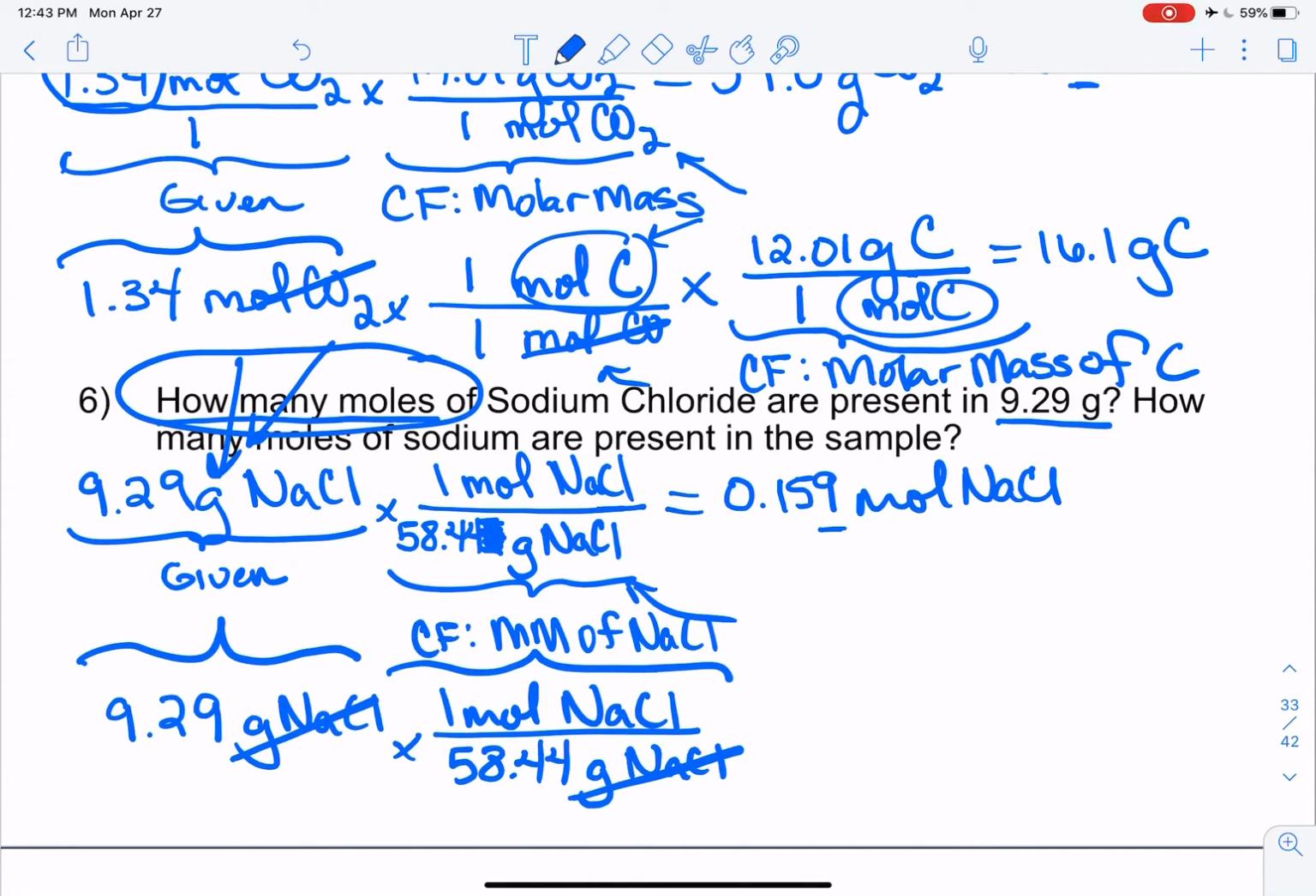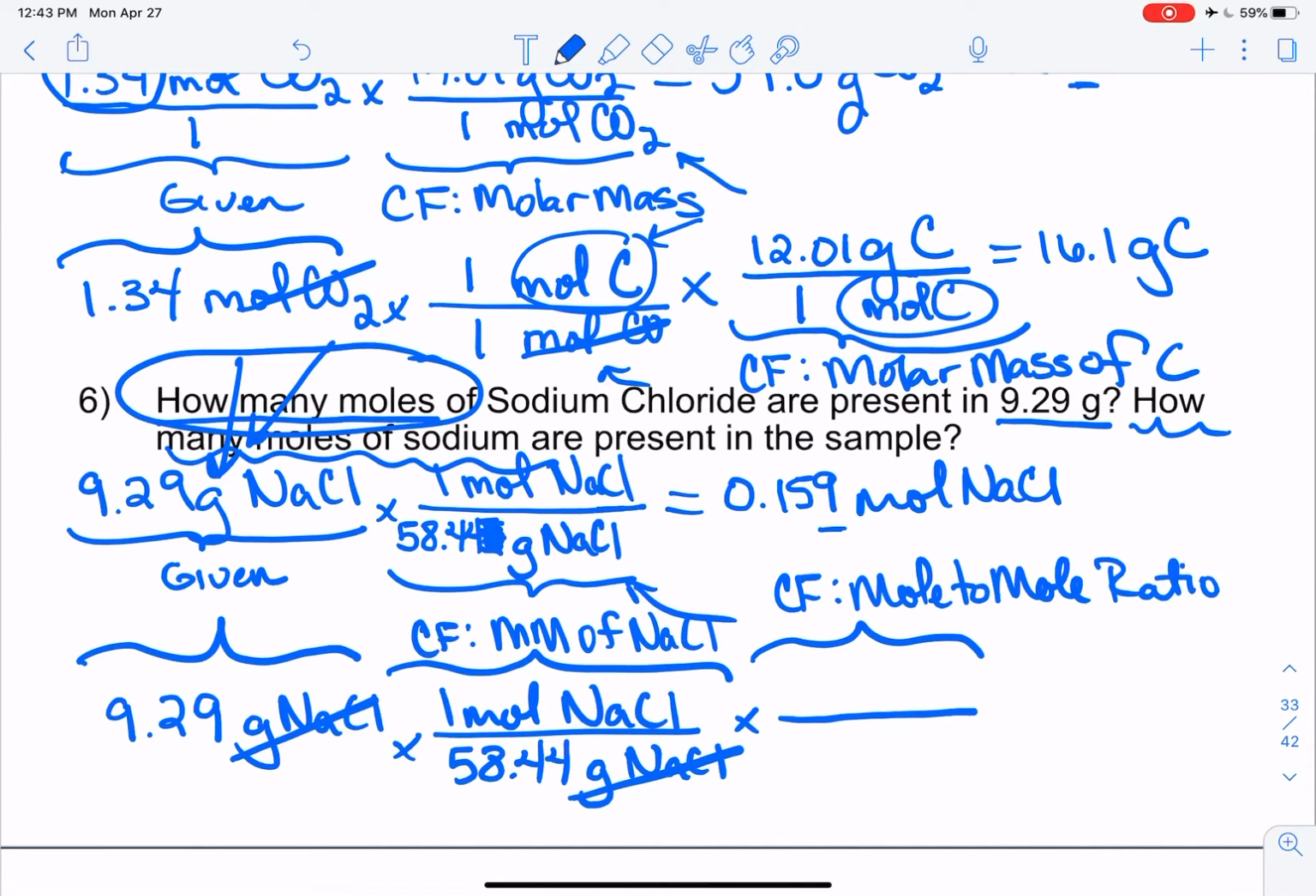But the question says how many moles of sodium, not sodium chloride, are present. So we need to switch from sodium chloride to sodium. So whenever we need to switch between substances, even if they sound very similar, like sodium chloride and sodium, we need to do a special conversion factor called the what? Mole to mole ratio. So again, if you feel like you're stuck and you don't know where to go, you're probably at the mole to mole ratio portion. So we want to get rid of moles of sodium chloride. So are we going to put it in the bottom of our next conversion factor or in the top? In the bottom, that's right. So we have moles of sodium chloride, and on the top we have moles of what? Where are we going? We're going to sodium.